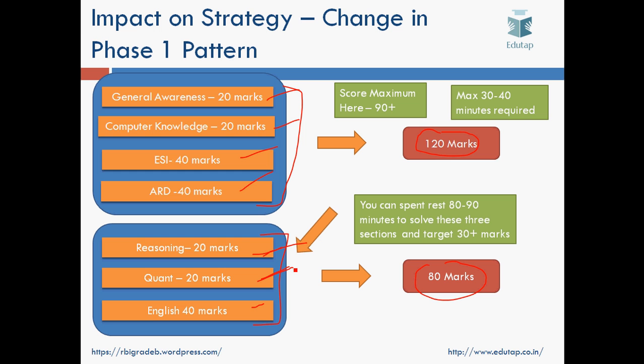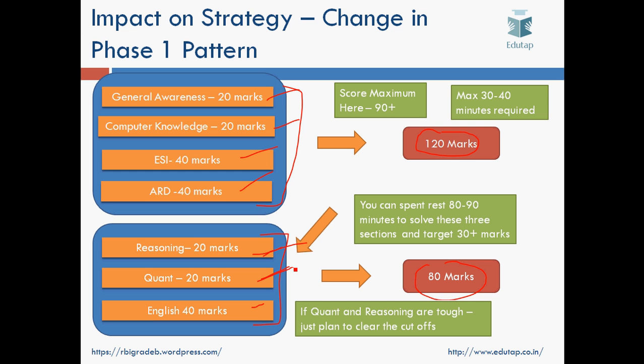So if you attempt all the 4 sections above in quick time, then you will get ample time, around 80-90 minutes, to solve these 3 sections, and you should target 30 plus marks in these 3 sections. You can target more also, but given the difficulty level of reasoning and quant of late in different exams, it is expected that NABARD will also come up with difficult sections for quant and reasoning. And if the quant and reasoning sections are exceptionally tough, then you can still plan to clear the cutoffs, provided you score 90 plus in these 4 sections. This is your gateway to clear phase 1. I am repeating, these sections are very important.